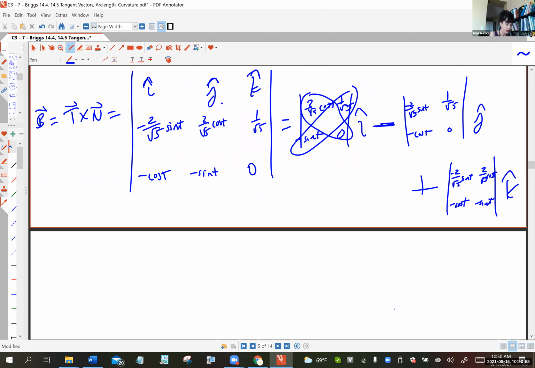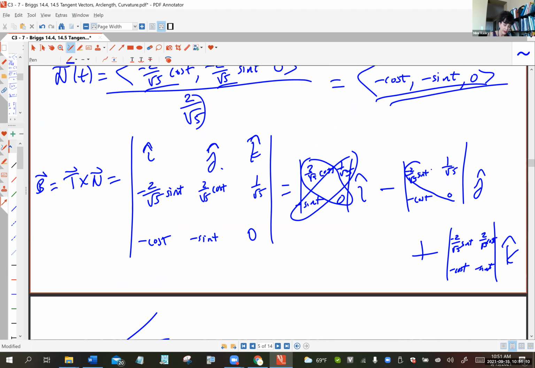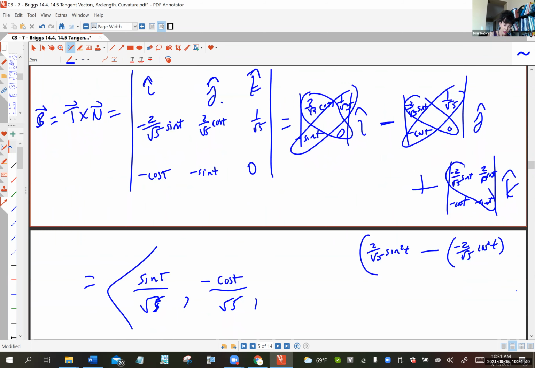Yeah. So this first, I'm going to write this in component form. We're going to get sine t over square root of 5, because the minus minus does a plus, and then the next term, I'll ignore the minus for now. You're going to have 0 minus a minus, that's going to be plus 1 over square root of 5 times cos, but then this minus that you see in front there is going to make the whole term negative. So do that. And then finally, you're going to have, oh my, this is going to be a mess. You're going to get 2 over square root of 5 sine squared minus, and then you're going to get minus 2 over square root of 5 cos squared for this k term, k hat.